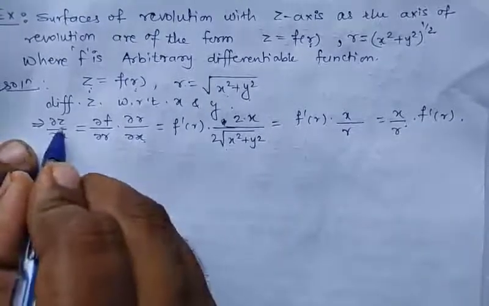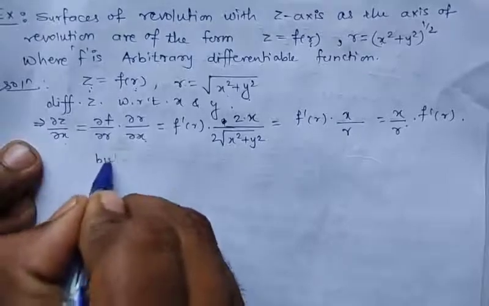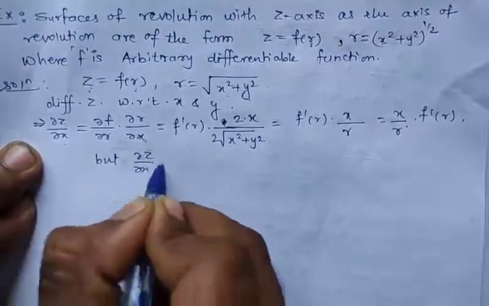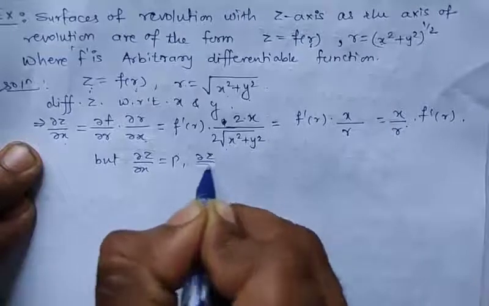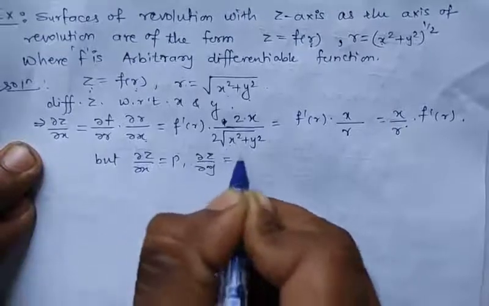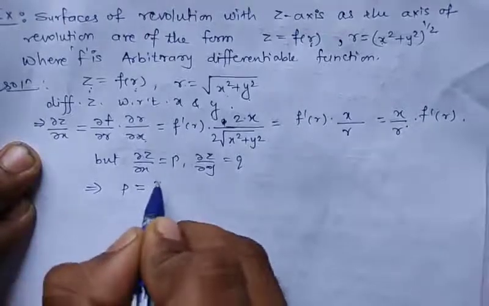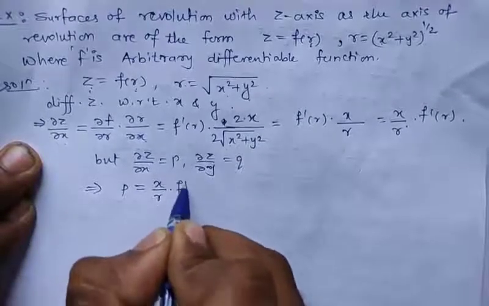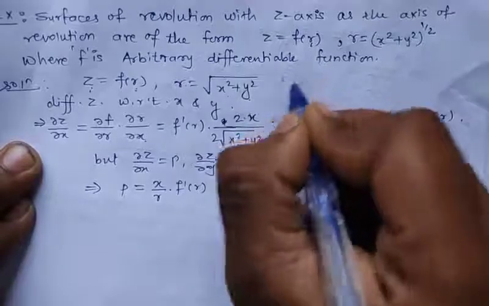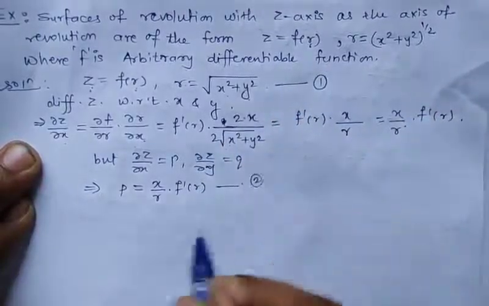The value of ∂z/∂x is p and ∂z/∂y is q. Then we get this equation: p is x upon r into f dash r. This is equation 1, and this is equation number 2.